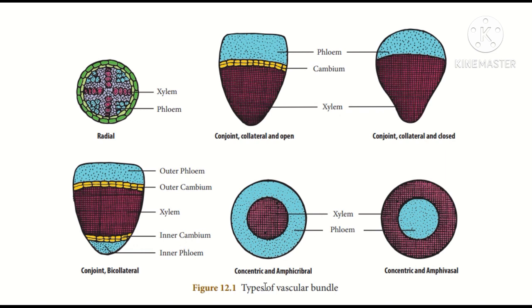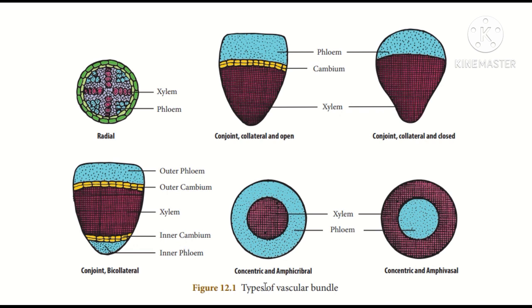We will come to know about what is exarch and what is endarch, with an outline. In endarch, protoxylem lies towards the center and metaxylem lies towards the periphery. Whereas in exarch, protoxylem is towards the periphery and metaxylem lies towards the center. So these are the various types by which the vascular bundles are usually arranged.